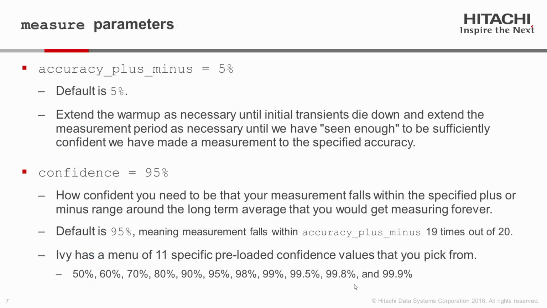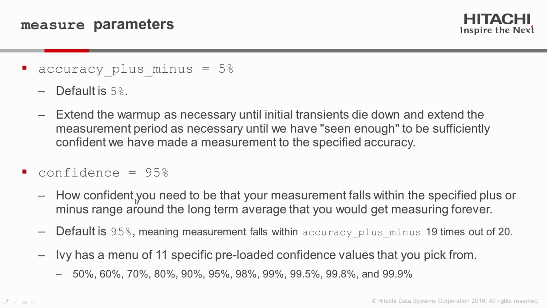There are 2 parameters that control the measure feature. The first one is called accuracy plus minus, and what this means is extend the warm-up as necessary until initial transients die down, and extend the measurement period as necessary until we've seen enough to be sufficiently confident that we've made a measurement to the specified accuracy. That's the main one. The confidence, I usually let it default, but confidence equals 95%.